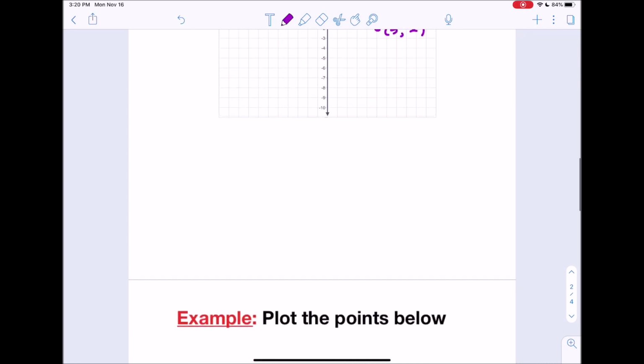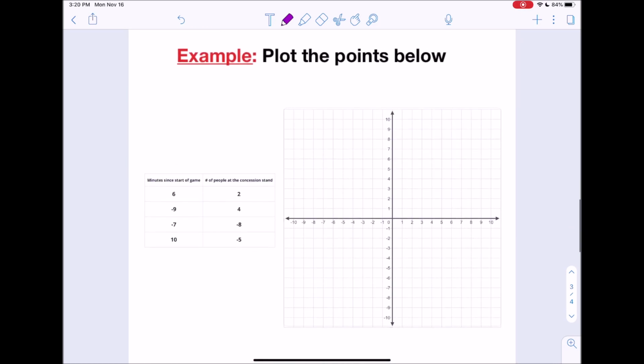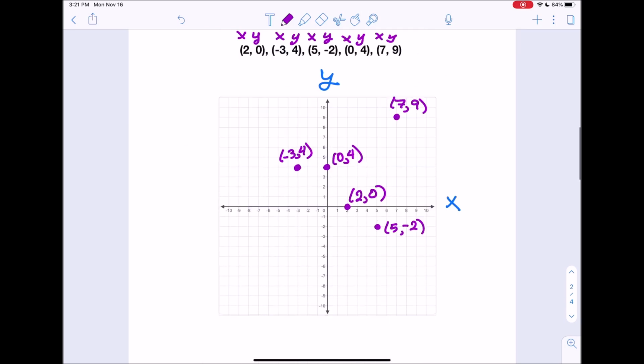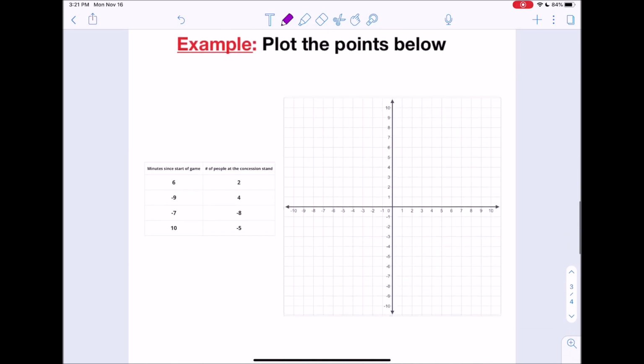Okay, let's look at another example. Now here's another example, except now you'll notice the points are not written in point form, as coordinate points. They're not side to side in parentheses like here. Now it's in a table. Yes, they can sometimes appear in a table.